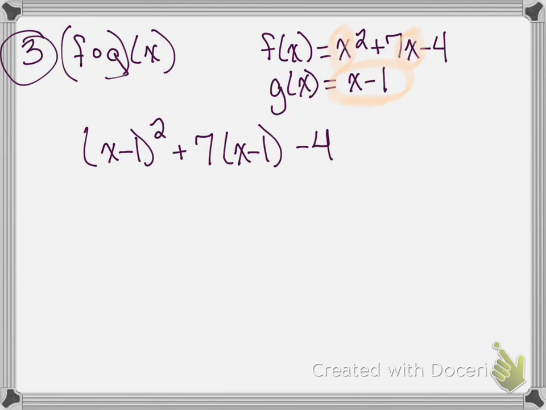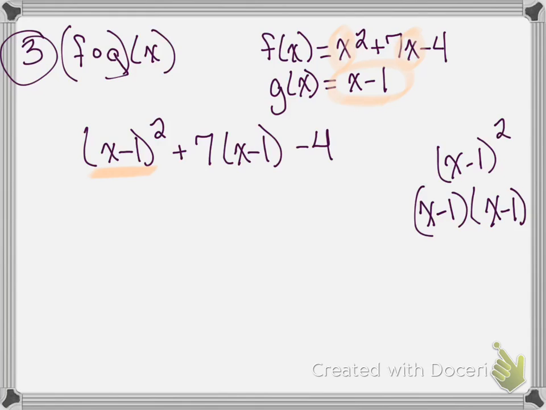Some students were getting confused with this X minus 1 right here, so I'm going to do that off to the side. This is X minus 1 times X minus 1, and we have to FOIL that.